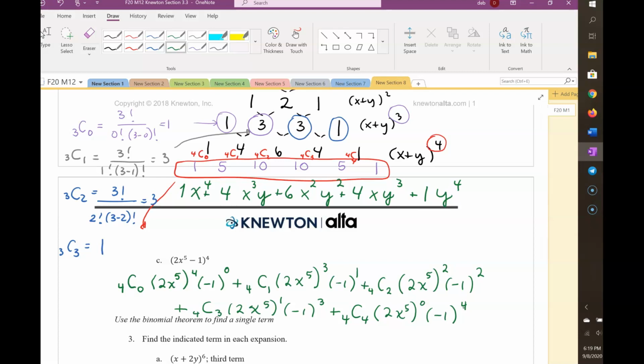Okay, so we've already done this expansion with the Pascal's triangle, so we know these coefficients. So 4 choose 0 is 1, but then I'm going to have 2 to the power of 4 times x to the 5th to the power of 4. And so that's going to need a little more simplifying. Plus, then I have a 4, then I have a 2 cubed, and an x to the 5th cubed, and then I have a negative 1.